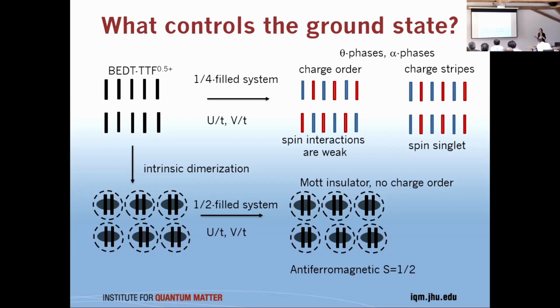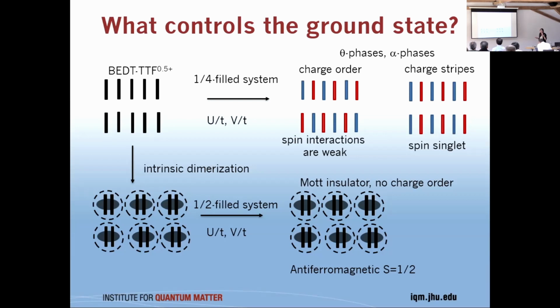we start to think about spins, because with charge stripes, some of these materials, my understanding, show spin singlet. And so there is a kind of spin-Peierls transition, which will make spin singlet and stripes, so it will be non-magnetic. So if we get intrinsic dimerization, so here we have a quarter-filled system. If we have intrinsic dimerization as happens in the kappa phase, then we get to a Mott insulator.